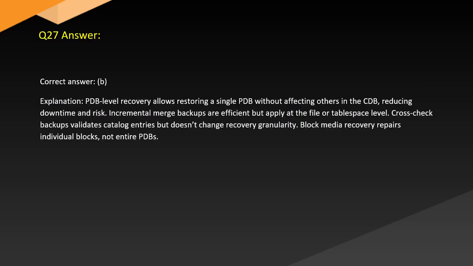Answer. Correct answer B. Explanation. PDB level recovery allows restoring a single PDB without affecting others in the CDB, reducing downtime and risk. Incremental merge backups are efficient but apply at the file or tablespace level. Cross-check backups validates catalog entries but doesn't change recovery granularity. Block media recovery repairs individual blocks, not entire PDBs.